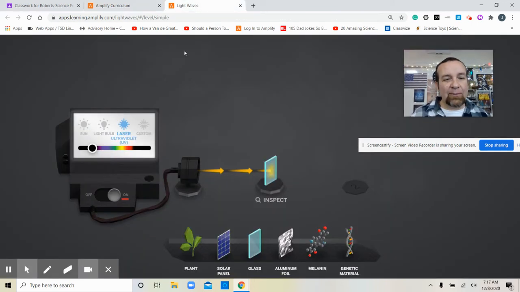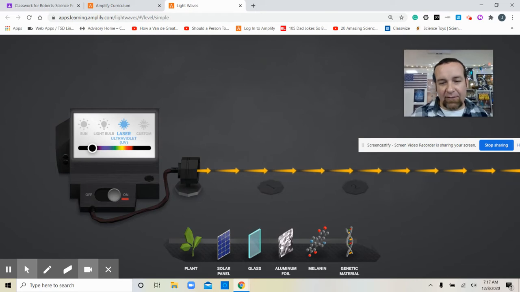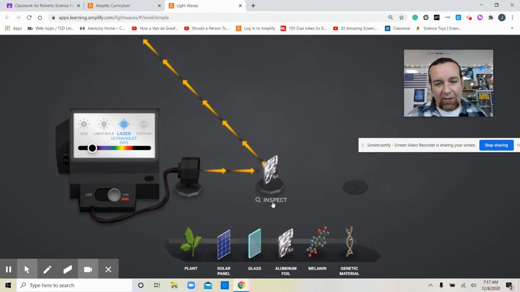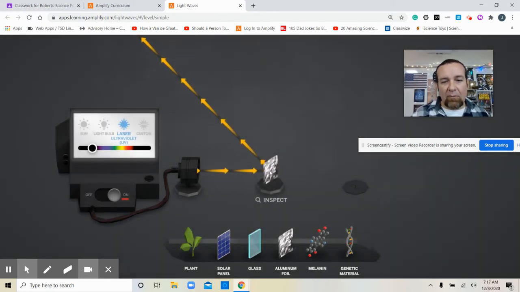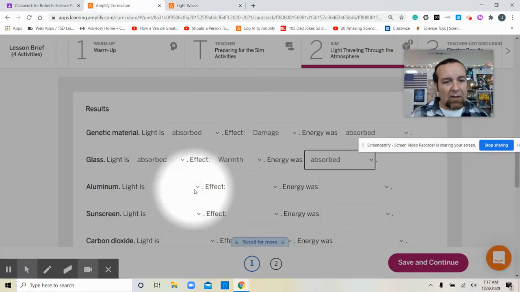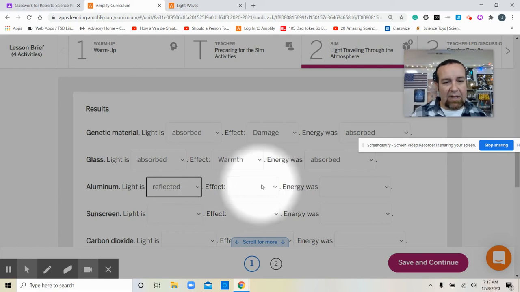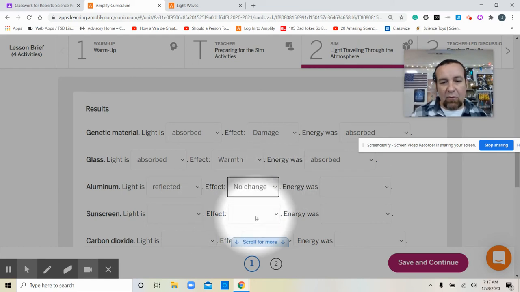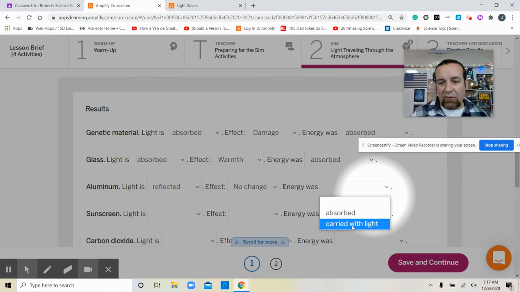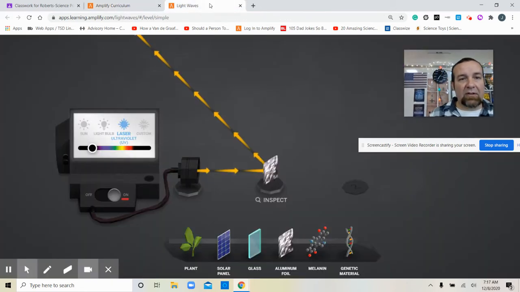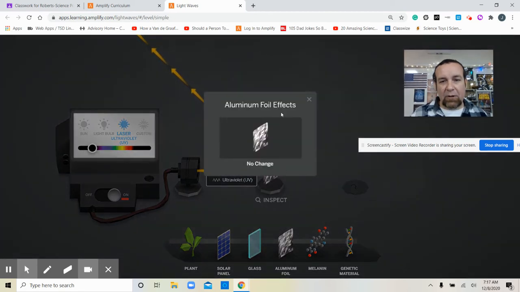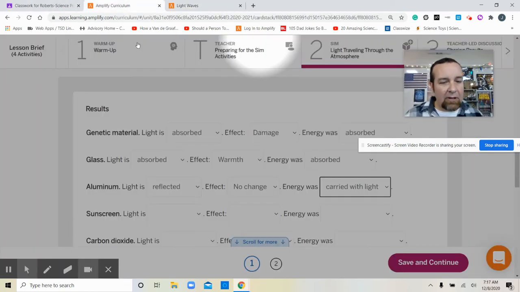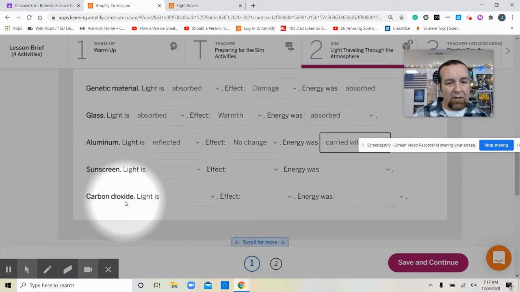Absolutely. Let's do aluminum next. So let's get rid of the glass and throw some aluminum up there. Oh, interesting. Look at that. When it bounces off, that's called reflecting, or reflection. So the light is reflected. There was no change. And the energy was just carried with light. It just continued on. Ultraviolet, ultraviolet, no change. Awesome. Okay, let's go to sunscreen and then carbon dioxide.